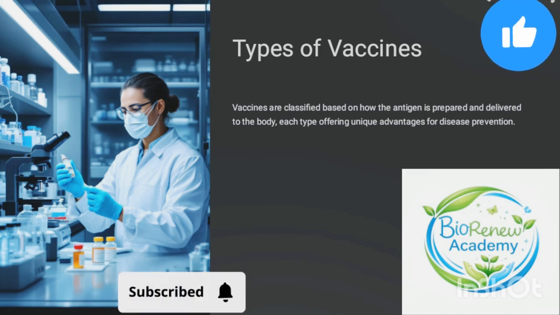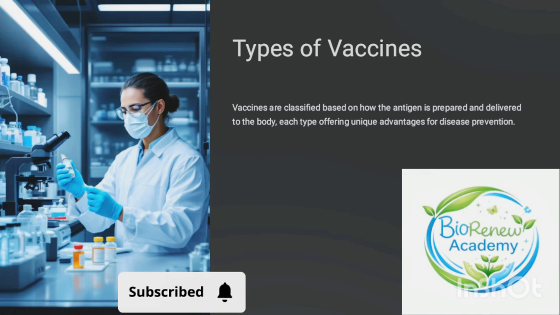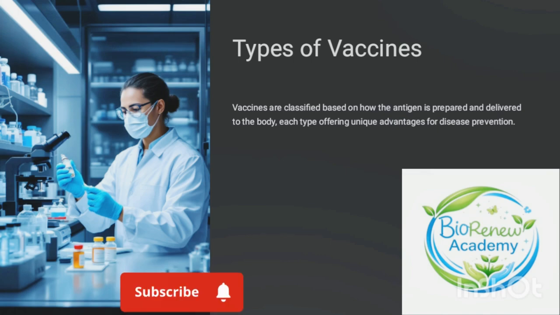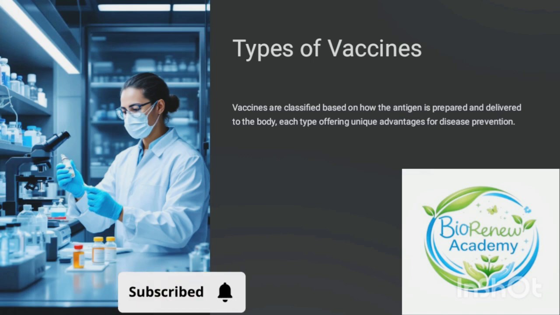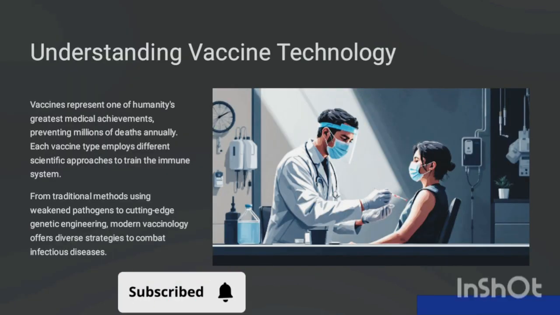Today we are understanding types of vaccines. Vaccines are classified based on how the antigen is prepared and delivered to the body, each type offering unique advantages for disease prevention. While understanding vaccine technology, vaccines represent one of humanity's greatest medical achievements, preventing millions of deaths annually.